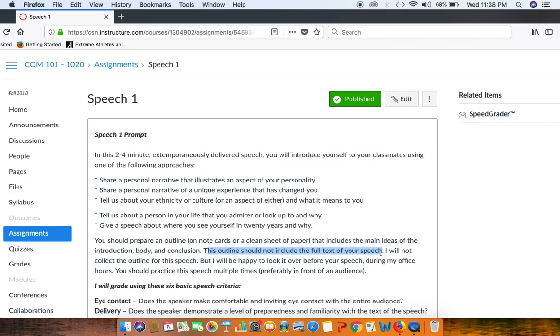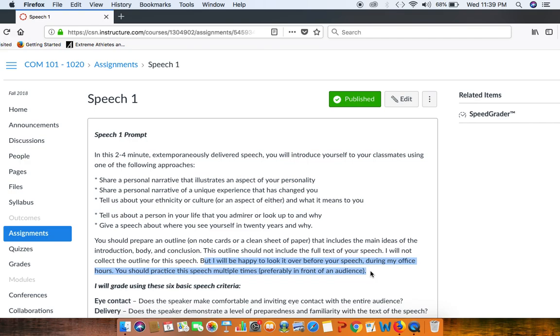I will not collect this outline for the speech, and I will also not need you to turn in your notes for this speech. For the other 2 speeches, I need you to turn in your notes and your note cards so I can actually grade your note cards. But I will not need you to do that for this speech. I will be happy to look over your outline before your speech during my office hours, or in this case, you could shoot it to me via email to show where your speech is going in terms of your outline.